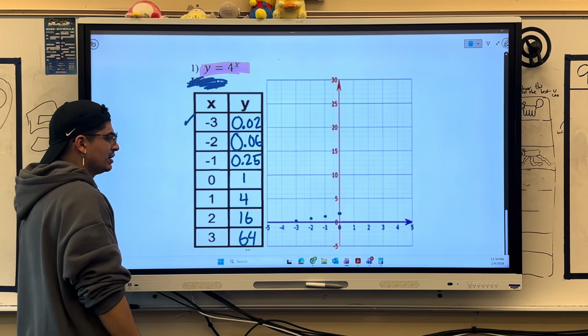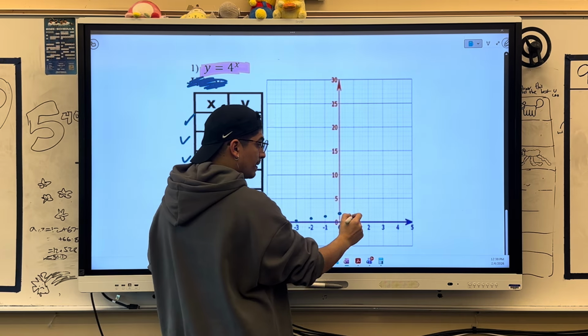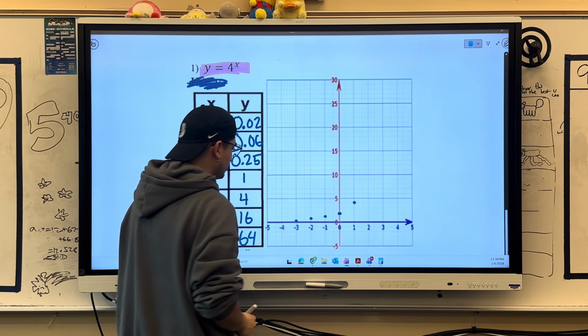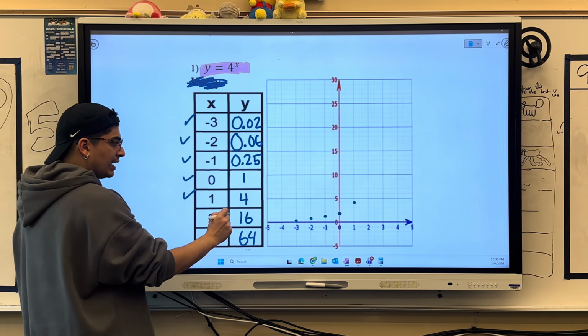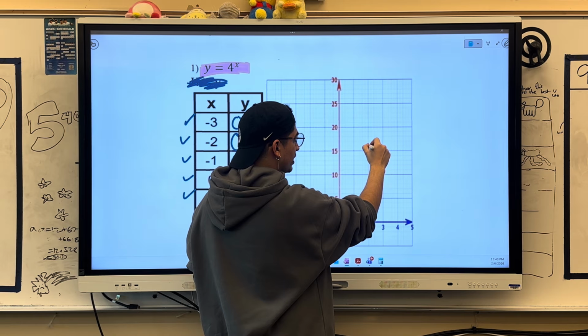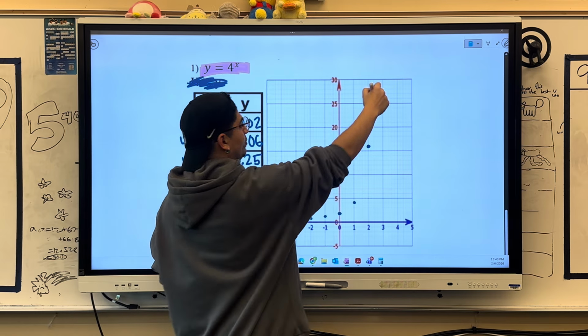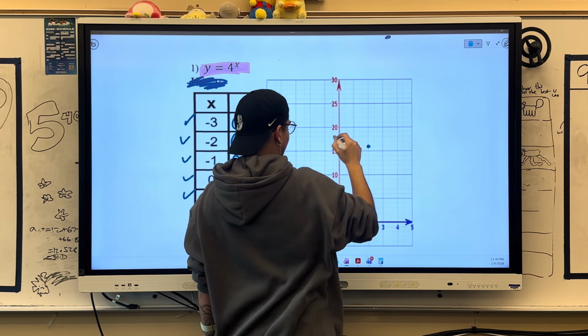Maybe a little off. Check these off. At 1, I'd be at 4. At 2, I'd be at an output of 16. So I'd be at right here. And look at that giant jump. And at 3, I'd be at 64, which is way off the graph all the way over here, right?